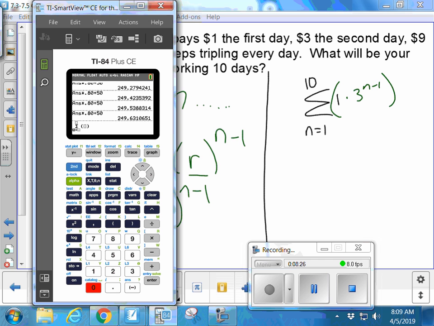We're going from, I just always use X's, even if the problem is N's or P's. We're going from day 1 to day 10. The first term is 1. We're tripling every day, and my exponent would be an N minus 1.